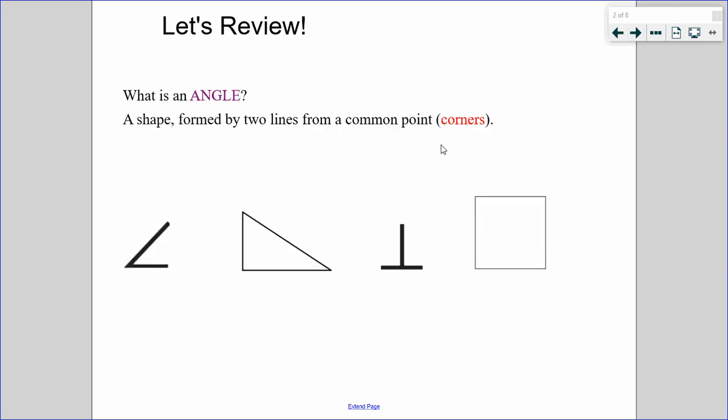Well, let's review. What is an angle to start with? We have learned about angles. It is a shape formed by two lines from a common point. An easier way for us to remember is it's the corners, okay? So this is an angle, this is an angle, that's an angle, here's an angle, there's an angle, and our square, we know, has four angles. It's the corner points in a shape or in two lines.